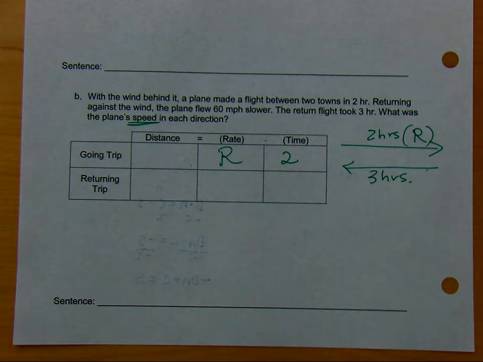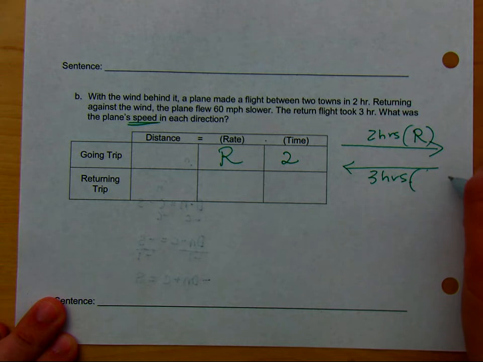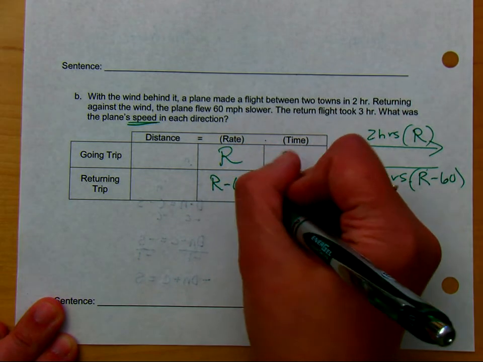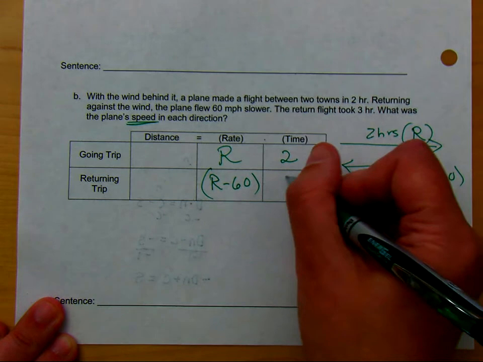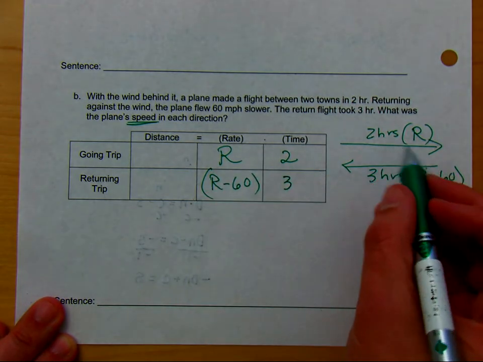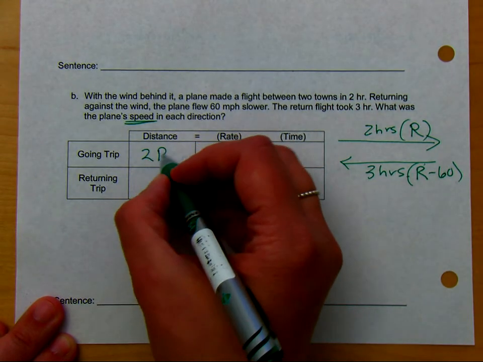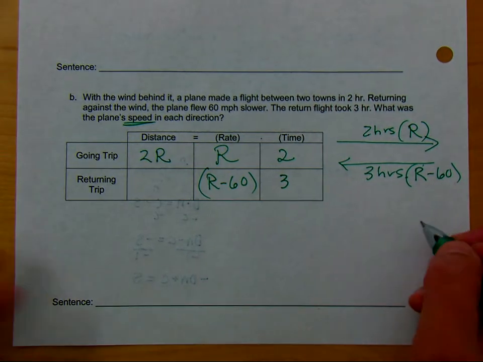The wind was working against it. How much did it slow the rate down? And so how could you write an expression for the rate returning? The rate got slowed down 60 miles per hour. Minus 60. Good. R minus 60 is the return trip, and it took a total of 3 hours. Now, if I knew what the rate was and I knew the time, I could figure out the distance. So 2R would be the distance, right? The rate times the time.